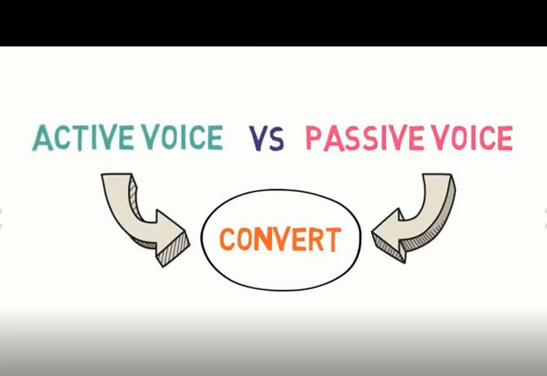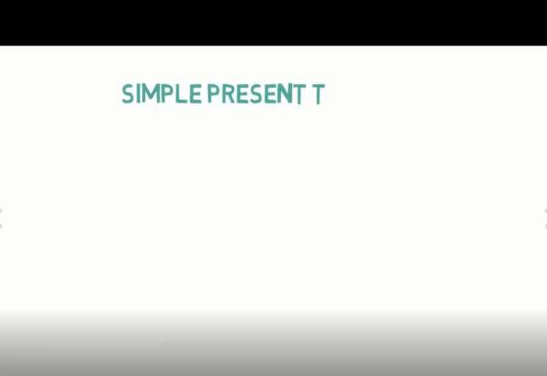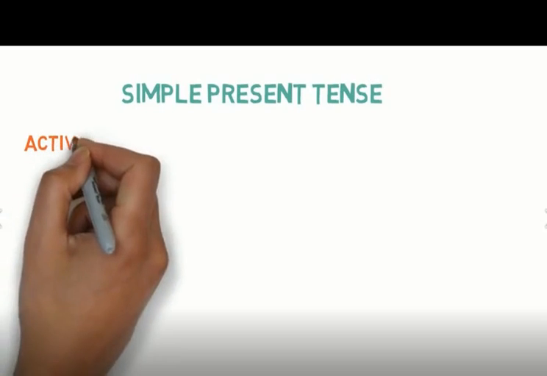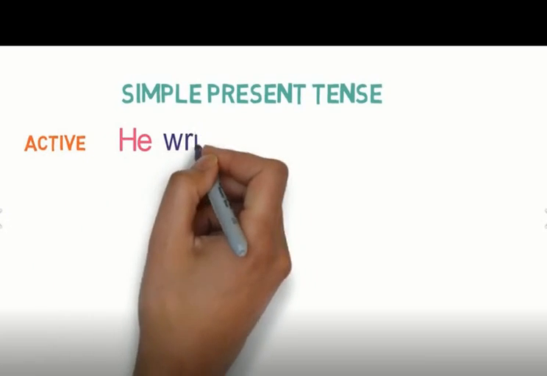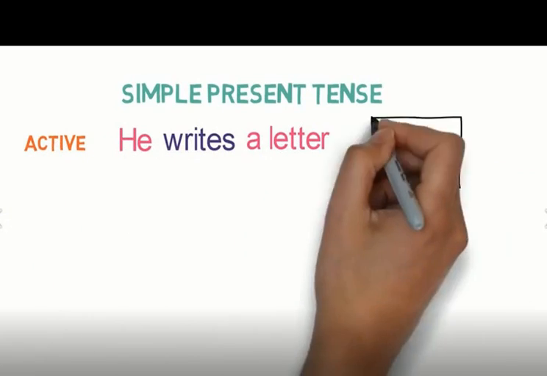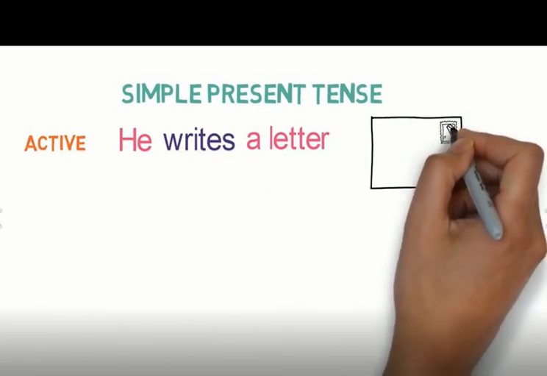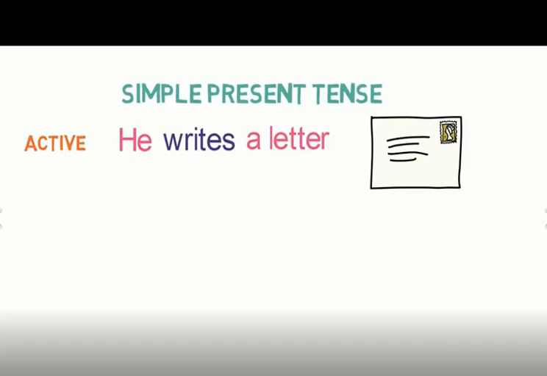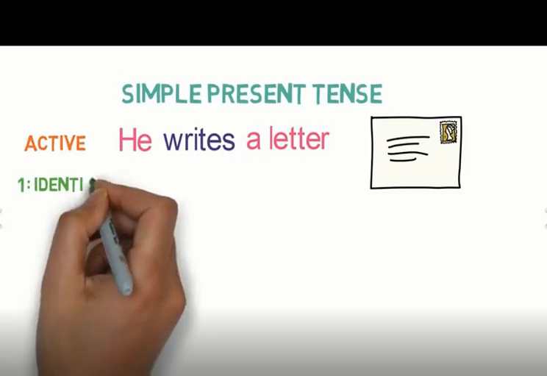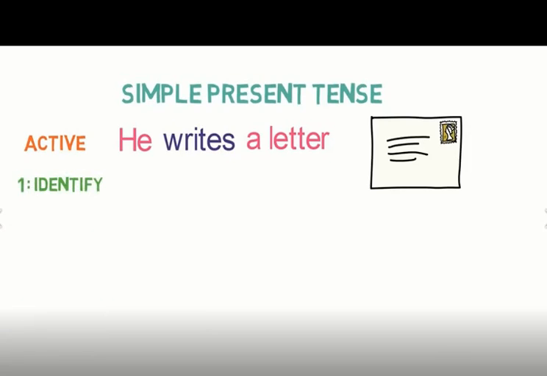Now we shall discuss how to convert from active to passive voice. For simple present tense, the active sentence: he writes a letter. Now, to convert it into passive, we will use 5 steps. We already discussed it, isn't it? So, step 1 is to identify the subject, object and main verb in the given sentence.